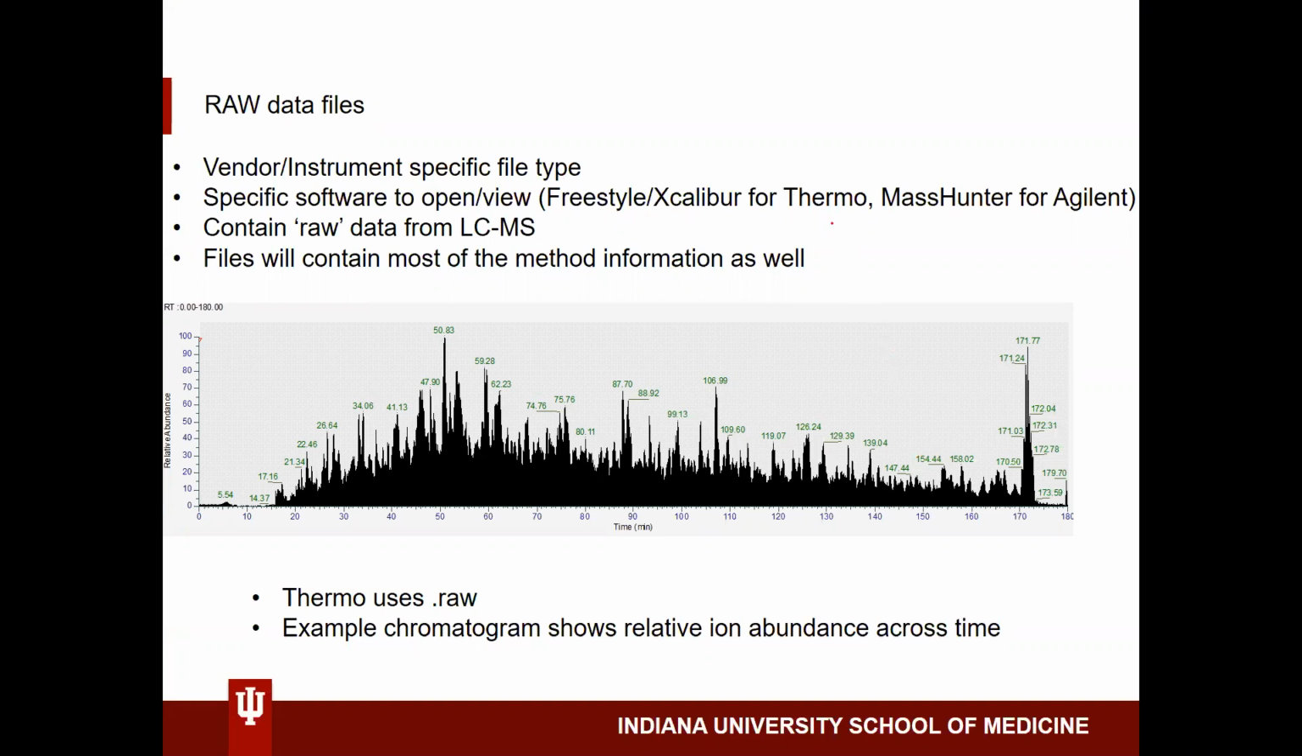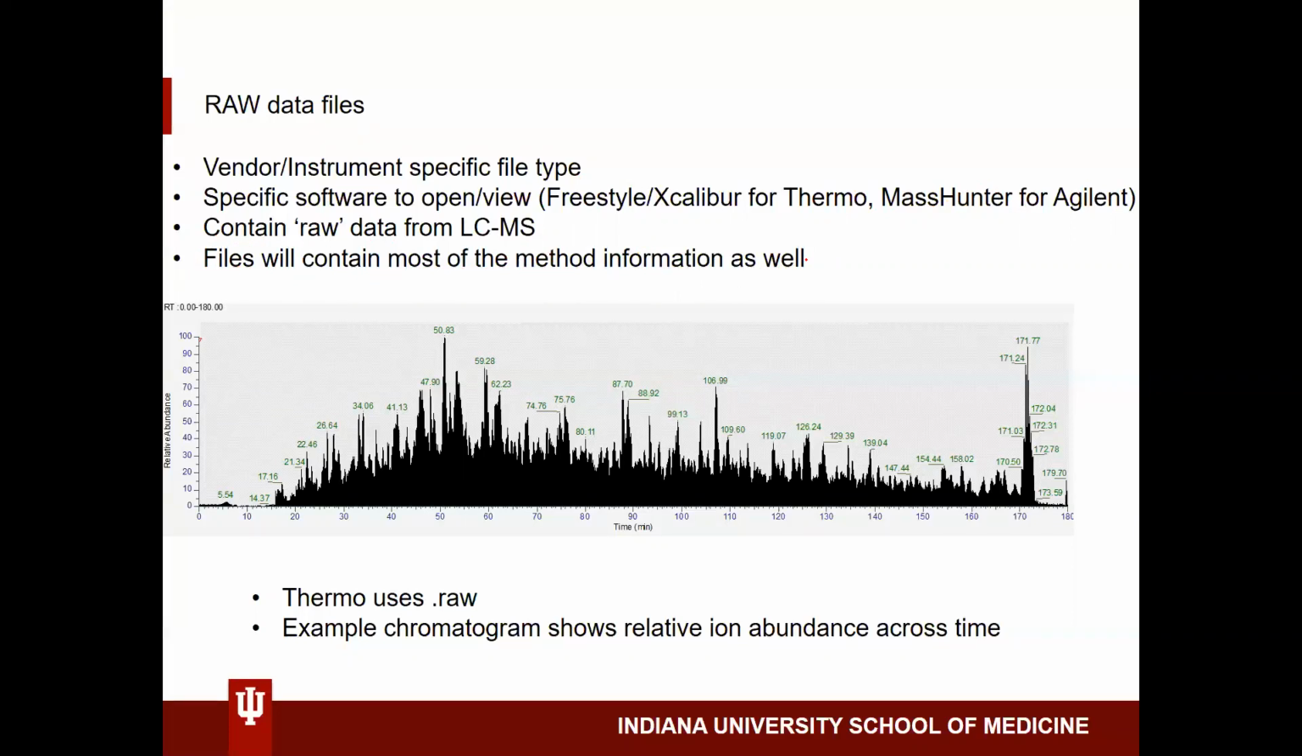For Thermo instruments, it's Freestyle or Excalibur, MassHunter for Agilent. Bruker, SCIEX, they all have their own proprietary software. That's kind of the major thing. It's communicating with the mass spec and it's creating these data files. These will also contain a lot of your method information. So if you are able to ever view these, you'll be able to tell how the mass spec was run, what sort of gradient was run often, how long, and what sort of detectors and scan rates were used.